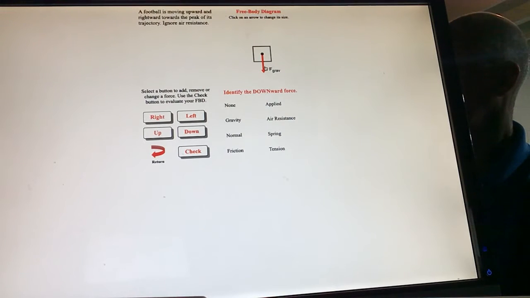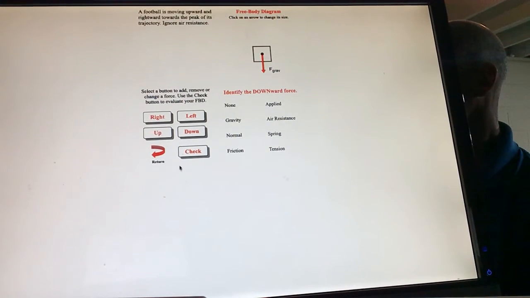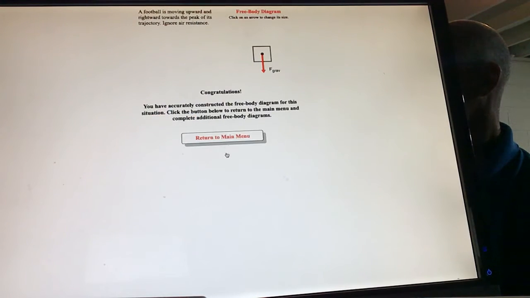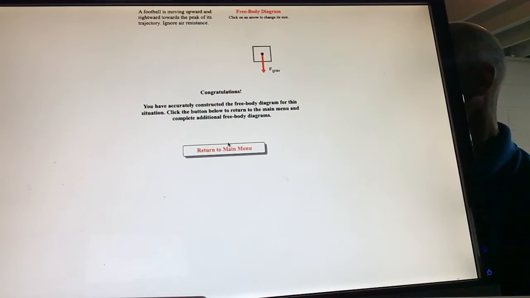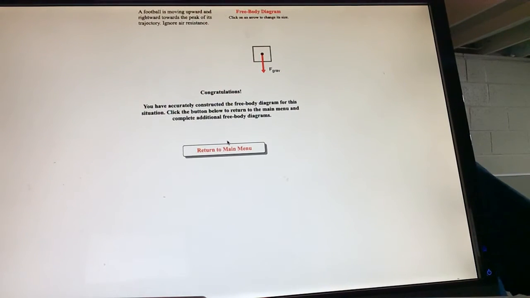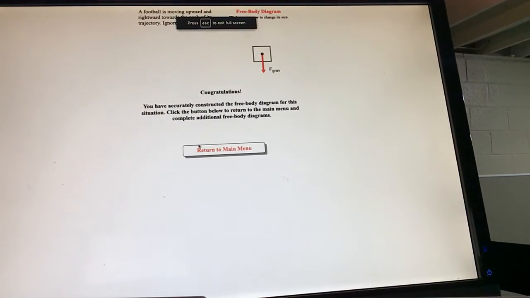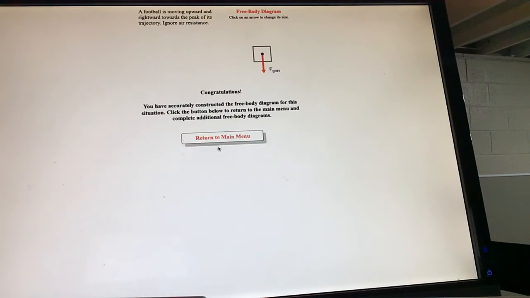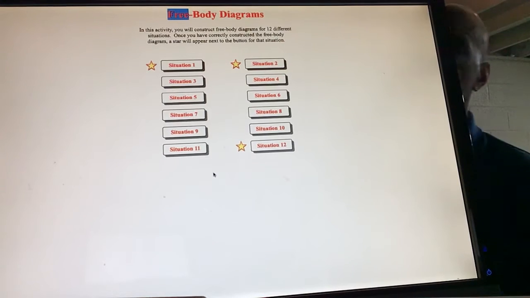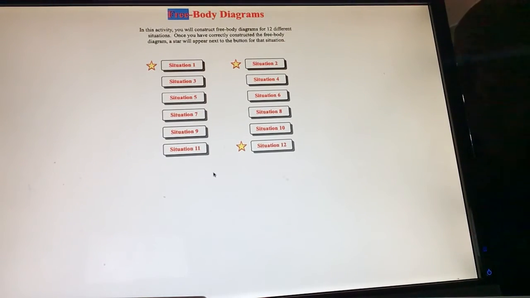To adjust the arrows, you just click on it. I can make it more gravity or less gravity. Okay. And if you ignore air resistance, congratulations, you just earned a star. And this thing is fighting me. There it is. Okay, so your object is to earn 12 stars by doing this.